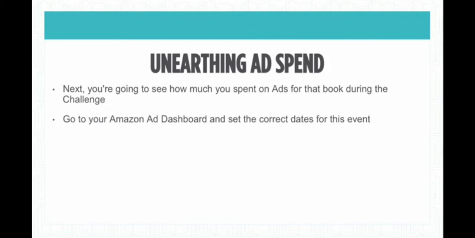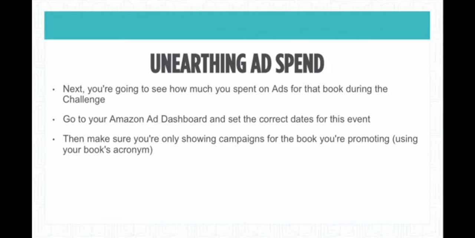So you go to your Amazon ad dashboard, set the correct dates for this event. So if you started with ads on April 13th, you'll say April 13th until today. Then you're going to make sure you're only showing campaigns for the book that you're promoting. So you could use your book's acronym. I've showed the TVS for the viral superhero series. Whatever you used to show that this is an ad for this book, you can use that. Or if you used something like the portfolio feature, you can organize in that particular way.